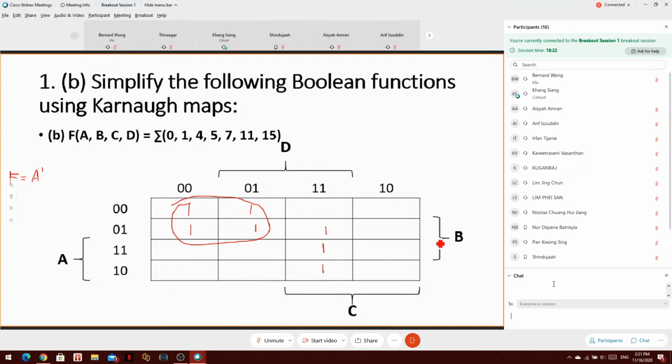And then, does it belong to B? No, because it crosses B and not B, so we throw away B and not B. Does it belong to C? No, but it belongs to not C. And then, does it belong to D? It belongs to D and not D, so throw away D. So you got the first group: not A and not C.